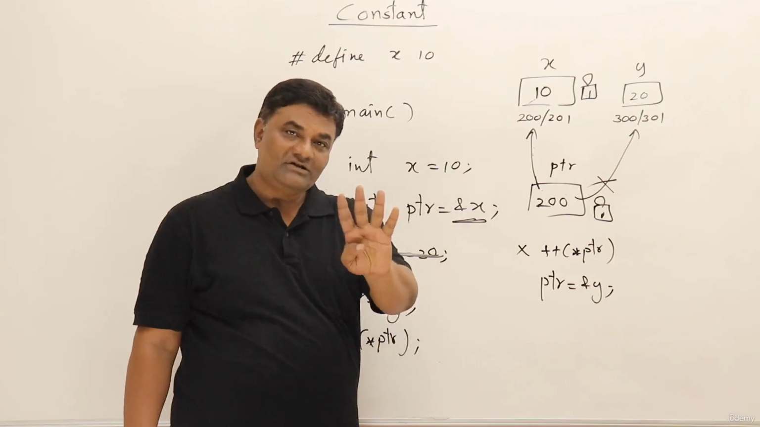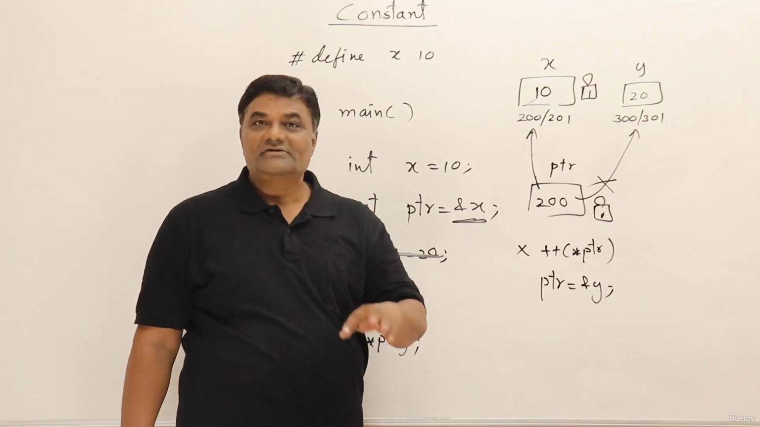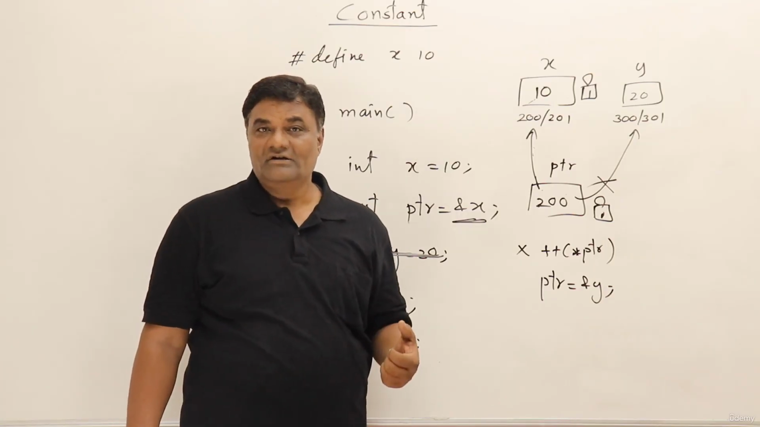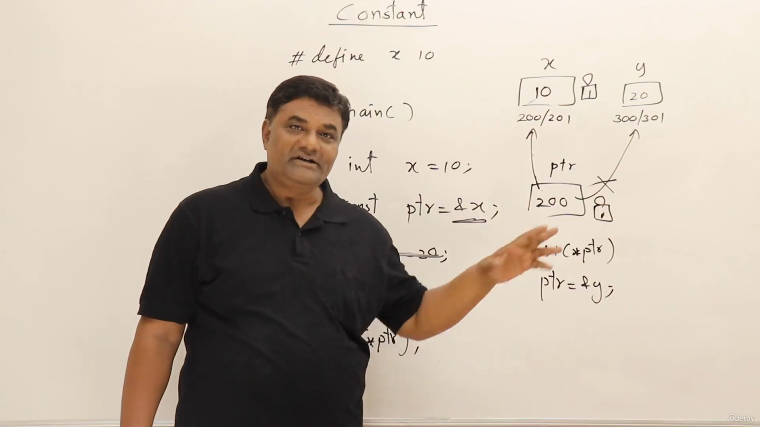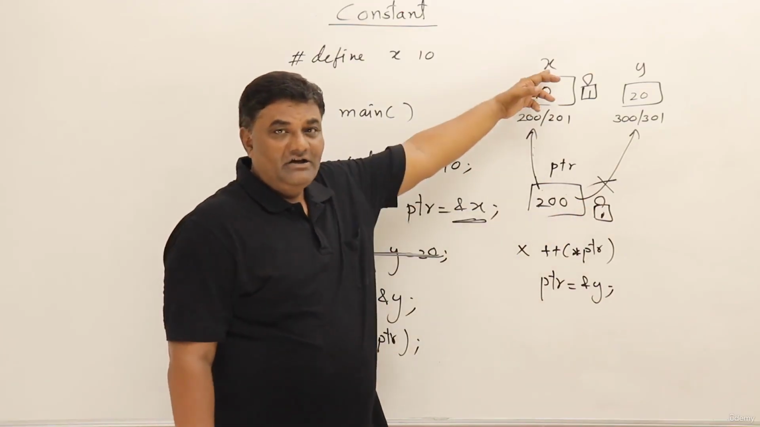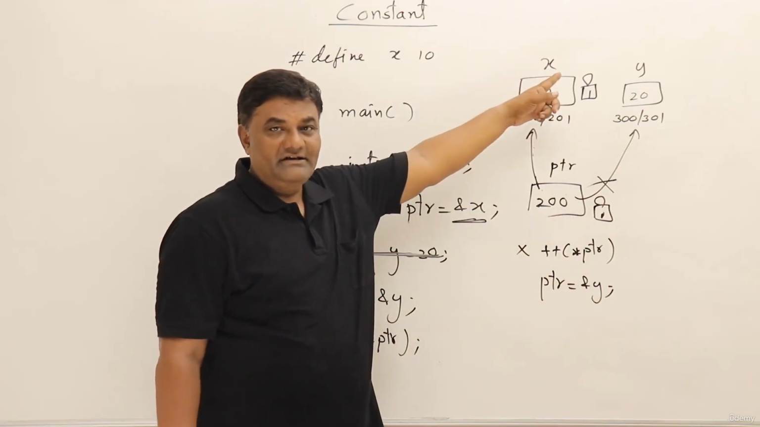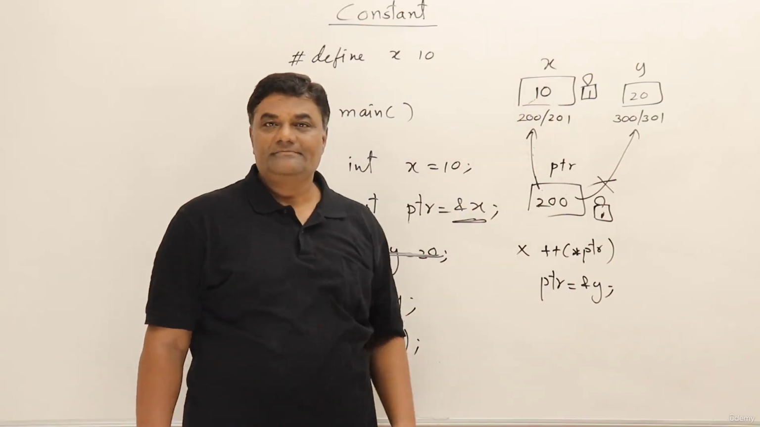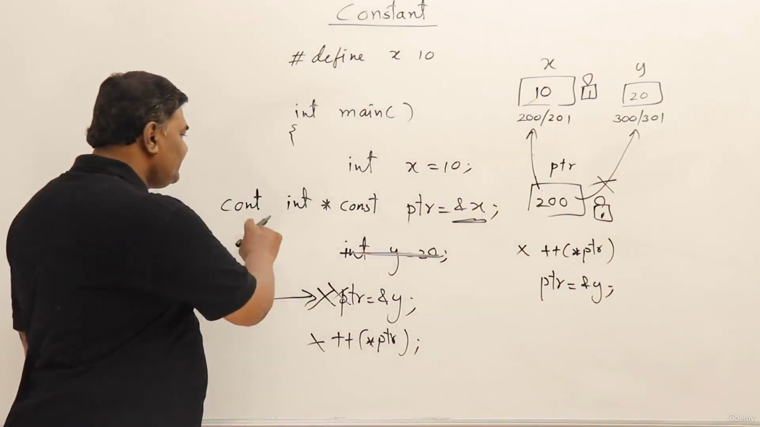So this was the fourth way of using const. There are three types of constant pointers now. That is, the pointer can be constant, so the pointer cannot be modified. Data can be constant, so the pointer cannot modify the data. Or both can be constant. So I have used const 2 times here.